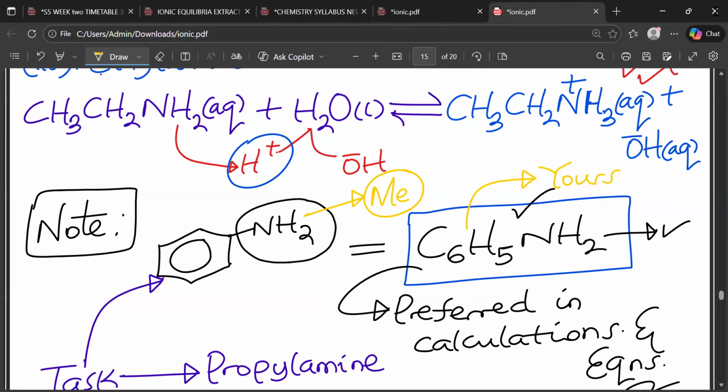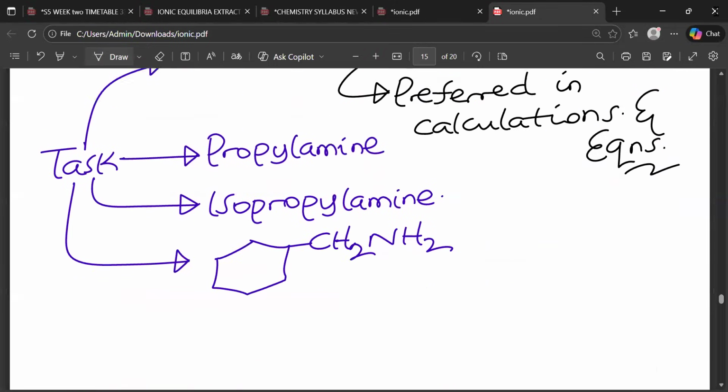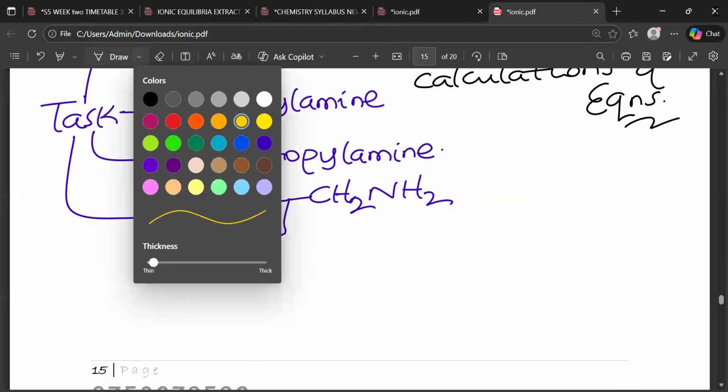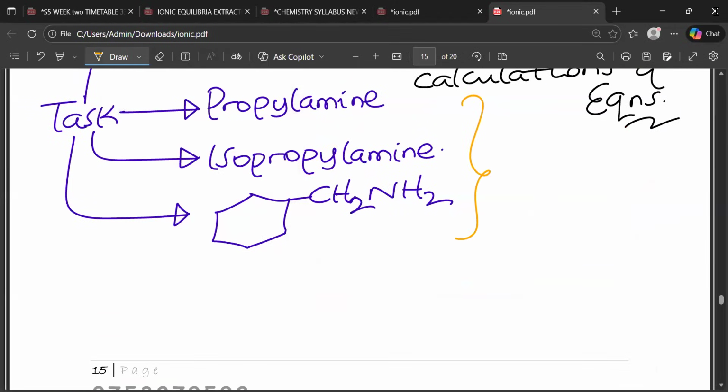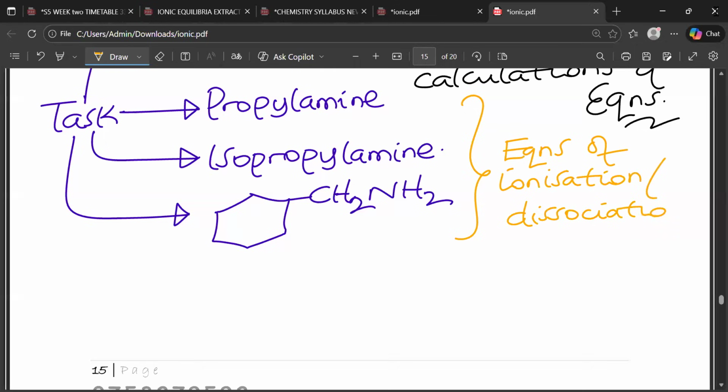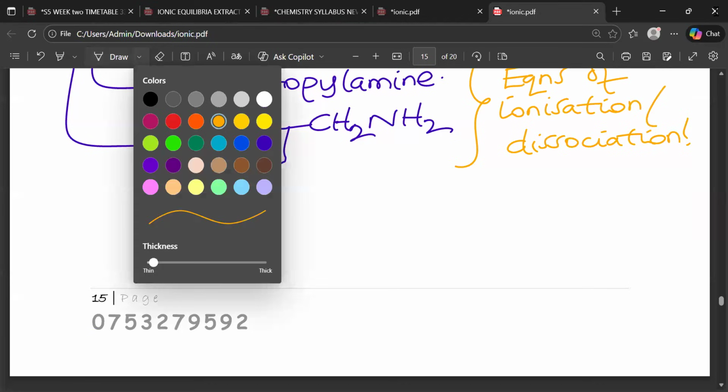So as you're doing the task, consider this second structure. For me, let me use this one. It is very easy. So people know what we are doing. We are simply writing the equations of ionization. That's how questions usually come. Equations of ionization, or what I may call the equations of dissociation. And they usually use nomenclature. So you need to appreciate.